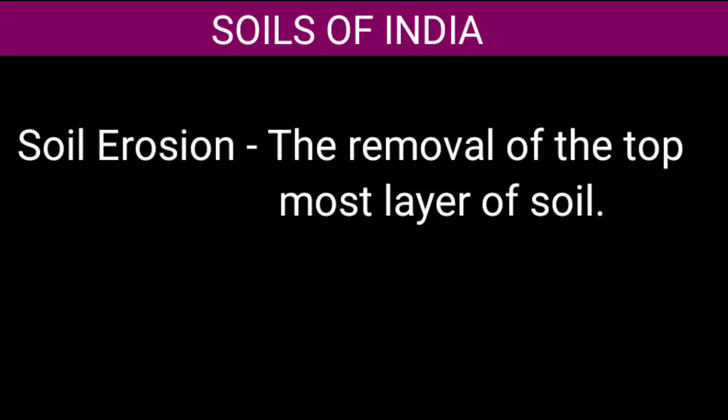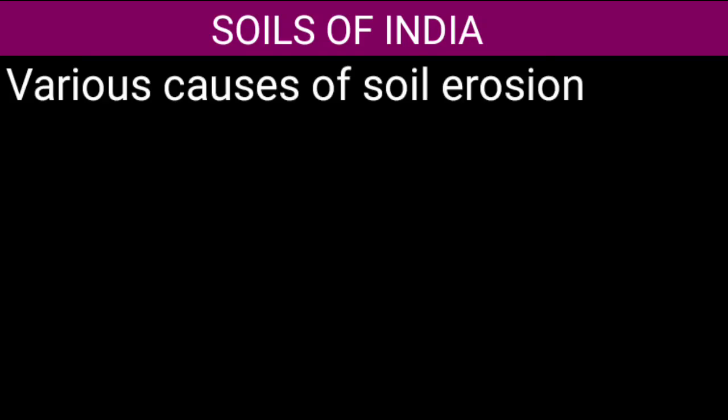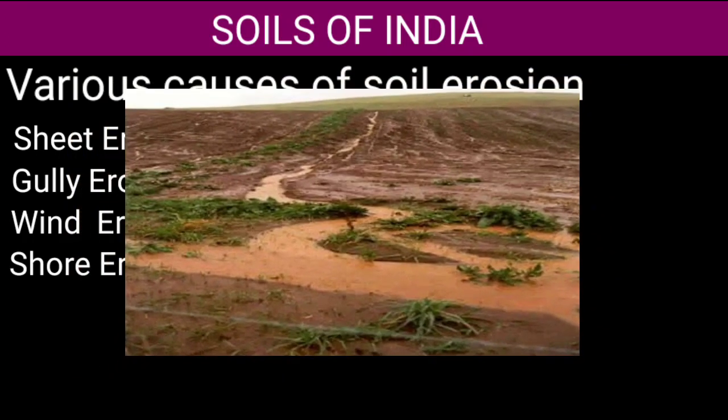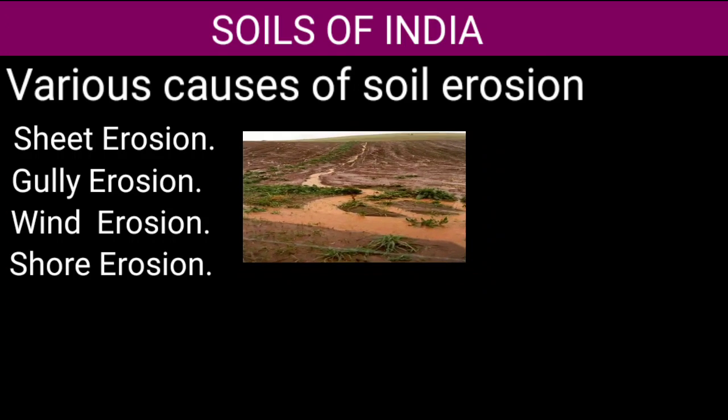The removal of the topmost layer of the soil by the forces of nature or human activities is known as soil erosion. There are various causes of soil erosion. Sheet erosion: when heavy downpour or torrential rainfall occurs, the water gushes down the slopes, taking up a wider area and removing the topsoil.